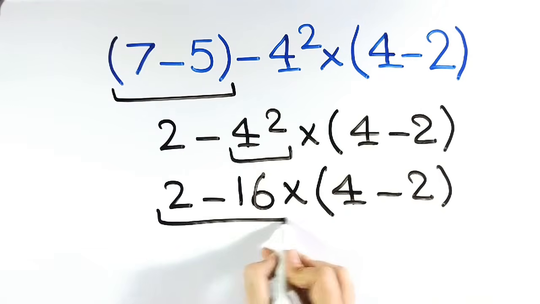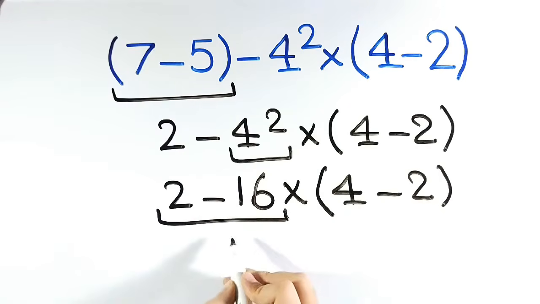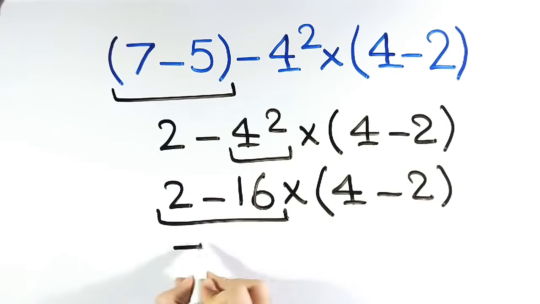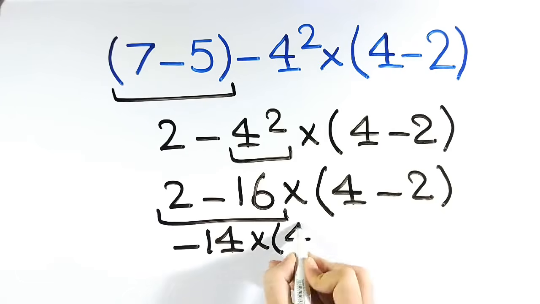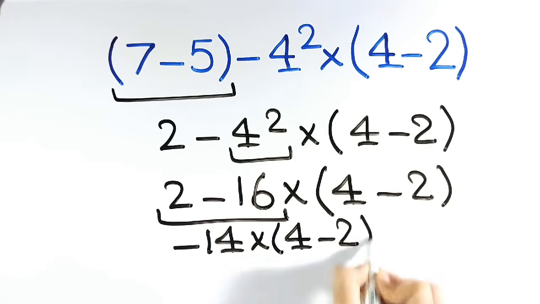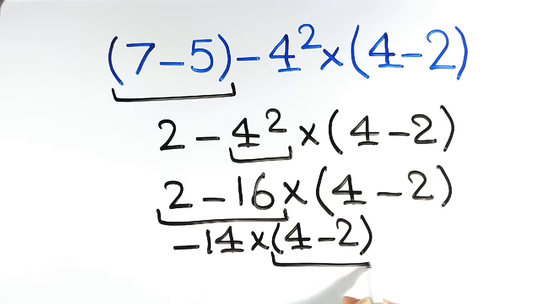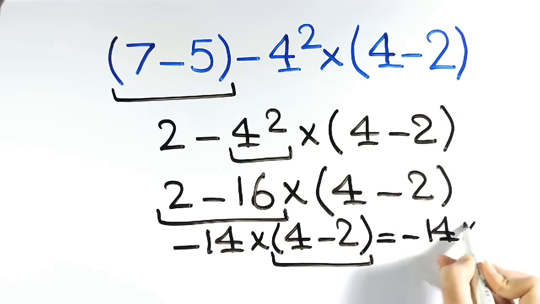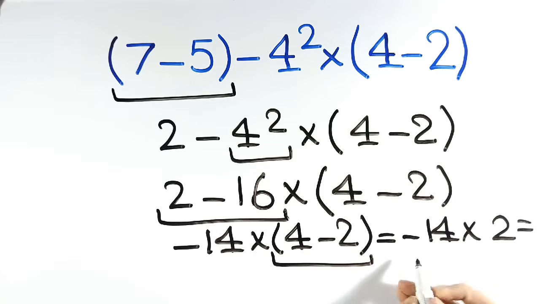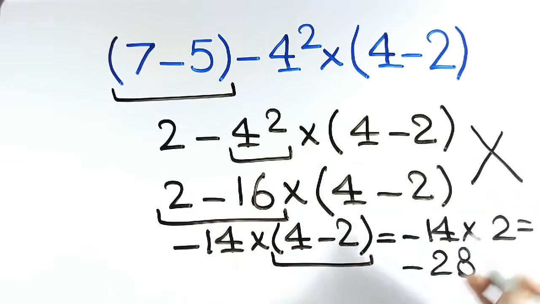Then they go for the subtraction between 2 and 16 and write this expression as negative 14 multiplied by open parentheses 4 minus 2 close parentheses. And the final step, they go to the expression inside the parentheses. And instead of this expression, they write negative 14 multiplied by 2, which finally gives them the answer negative 28. But this answer is completely wrong.